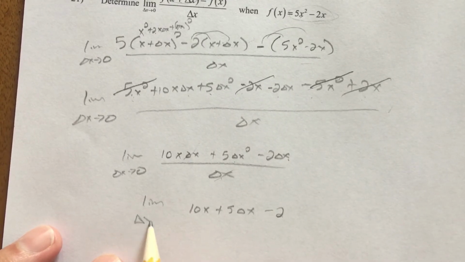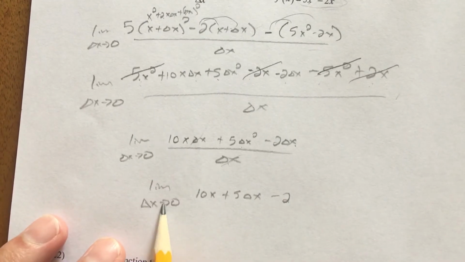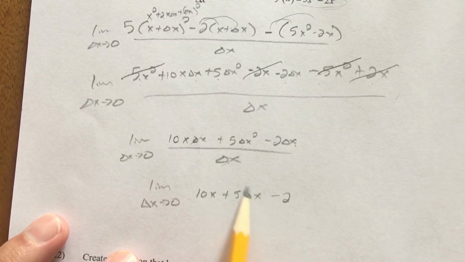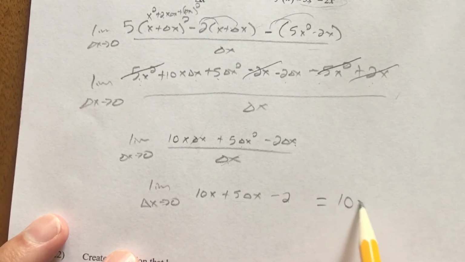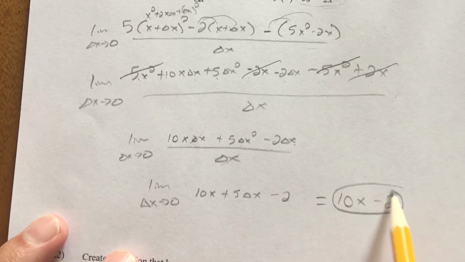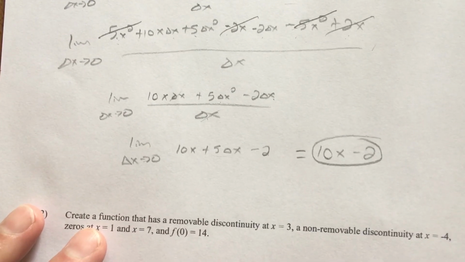Okay? And what we're going to do now is let the delta x go to 0. So when this goes to 0, this drops out, and what's left is 10x minus 2. And that's our answer. Okay.